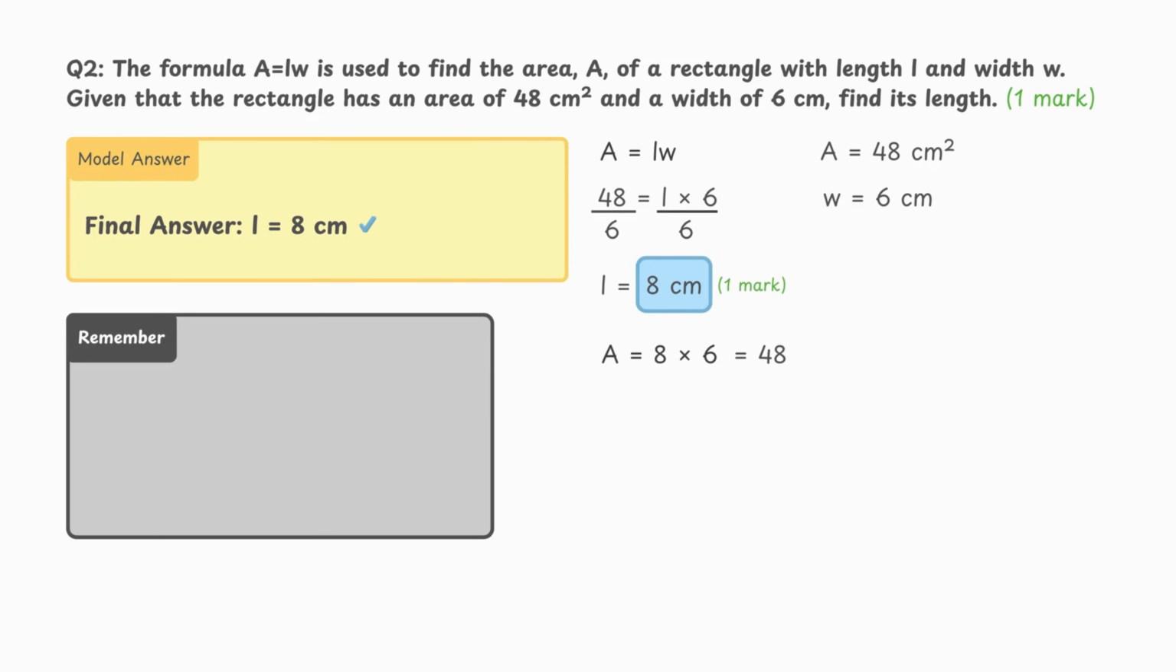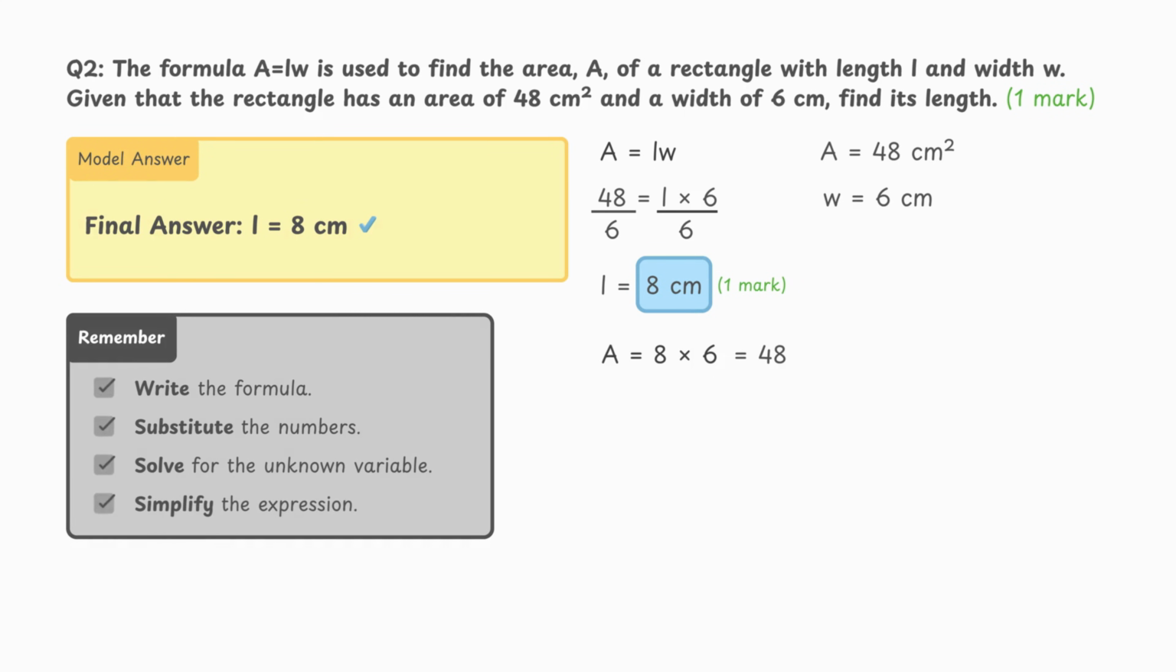Let's also look at the method we used. First, write the formula. Next, substitute the known values. Then solve for the unknown variable by using inverse operations. Finally, simplify and check that your answer fits the original question. One common mistake is dividing only one side of the equation by 6. Remember, whatever you do to one side of an equation, you must do exactly the same thing to the other side. Another common mistake is forgetting the units. Since we were asked to find a length, our final answer should be written in centimeters. Therefore, the final answer is 8 centimeters.